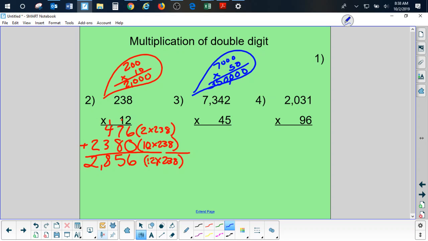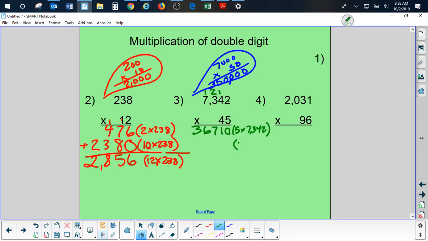I can start solving in my first row. It's going to be 5 times 7,342. I'm going to do 5 times 2, which is 10. 5 times 4 is 20, plus 1 is 21. 5 times 3 is 15, plus 2 is 17. 5 times 7 is 35, plus 1 is 36.